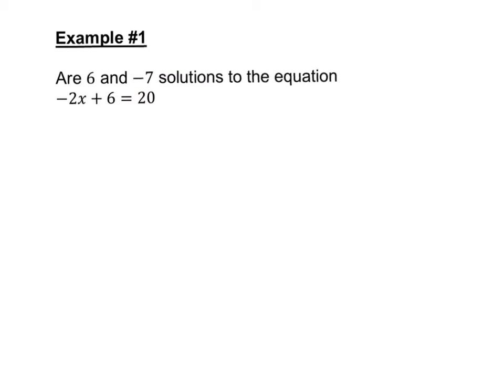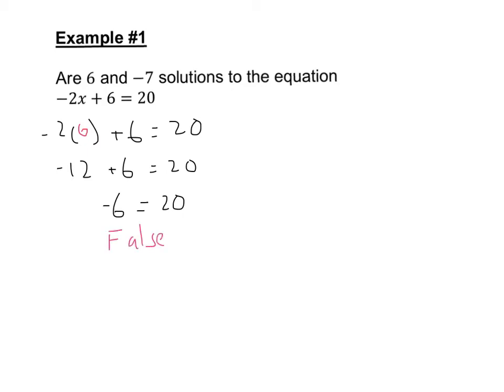In this example, I want to figure out if 6 and negative 7 are solutions to the equation negative 2x plus 6 equals 20. We said a solution is going to make that equation true. So if 6 is a solution, it should make this equation true. To test that, I'm going to substitute. I'm going to replace x with 6. Negative 2 times 6 is negative 12, plus 6 is negative 6. Negative 6 equals 20, and that is a false statement. Negative 6 is not equal to 20. So what can we conclude? Because 6 made that statement false, 6 is not a solution.